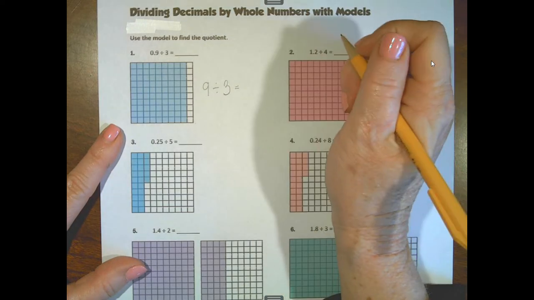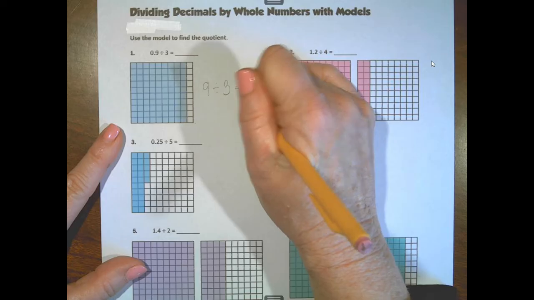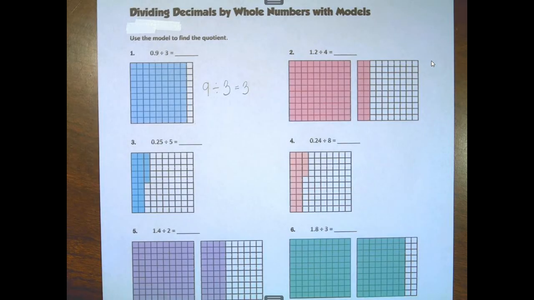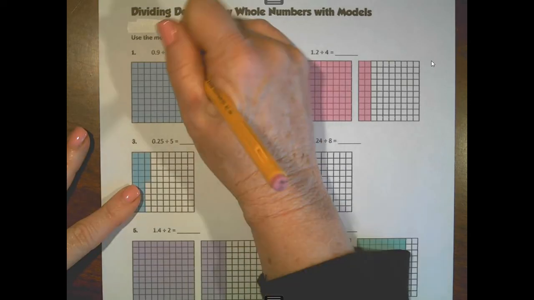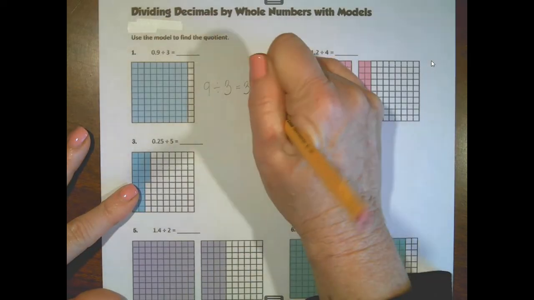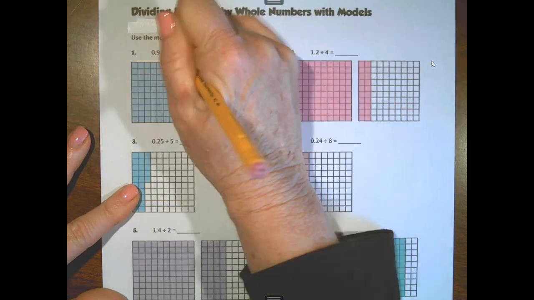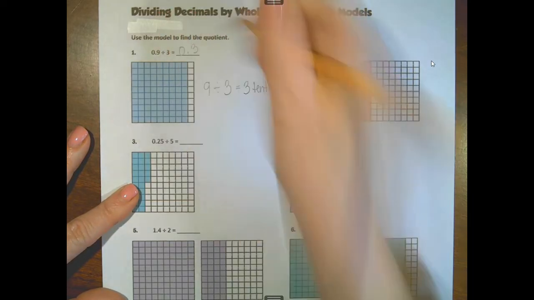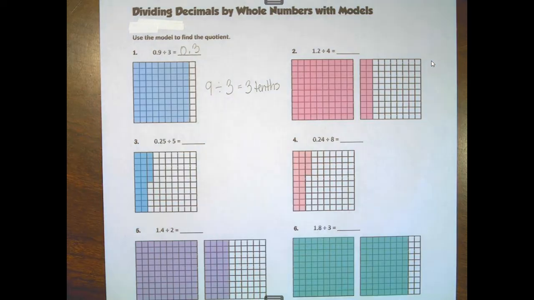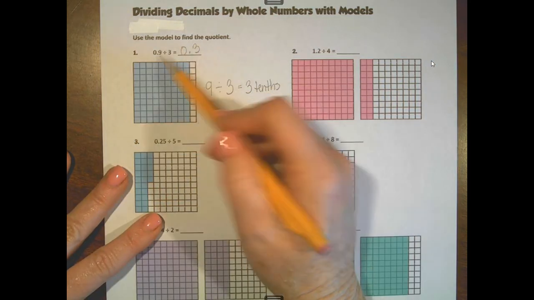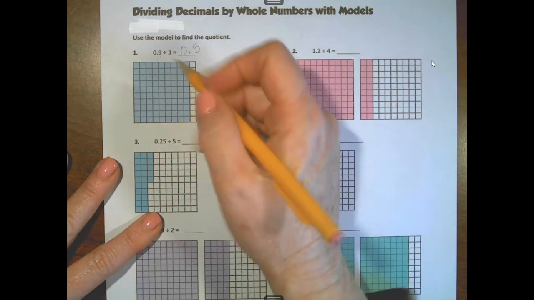So 9 divided by 3 we know is 3. And so we should have an answer. There should be 3 groups of 3/10ths in this model. Because we're working with tenths, our answer should be 3/10ths. All right, so let's check it out. You just need a pencil for this. So I'm going to break 9/10ths into equal groups of 3, and I think it's 3/10ths.